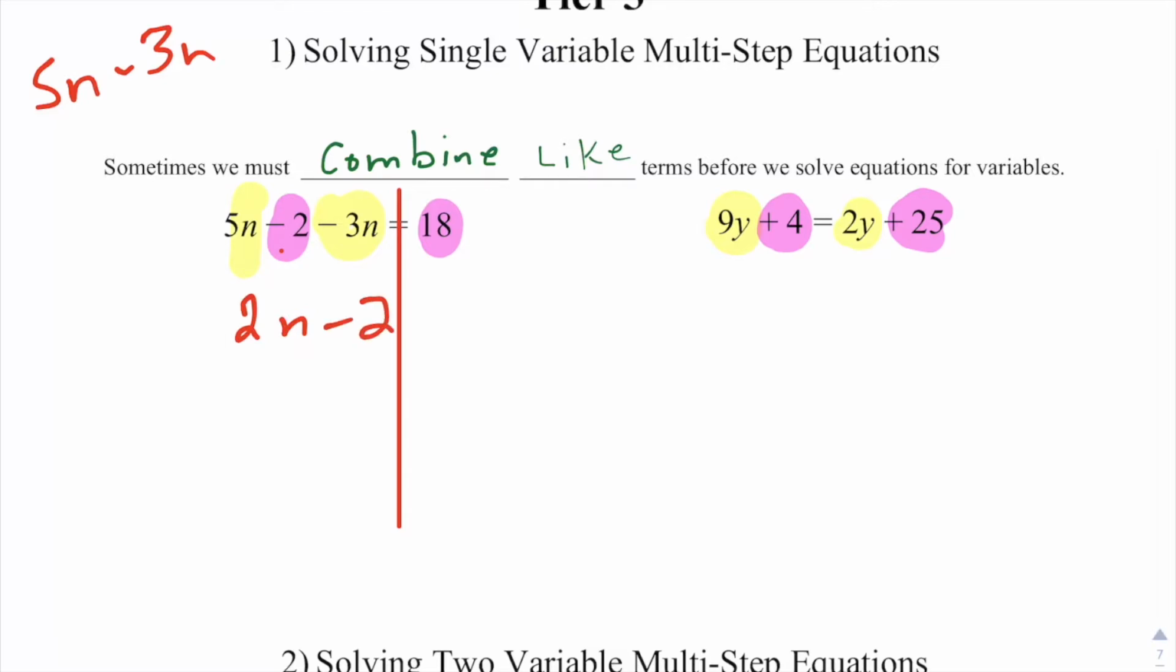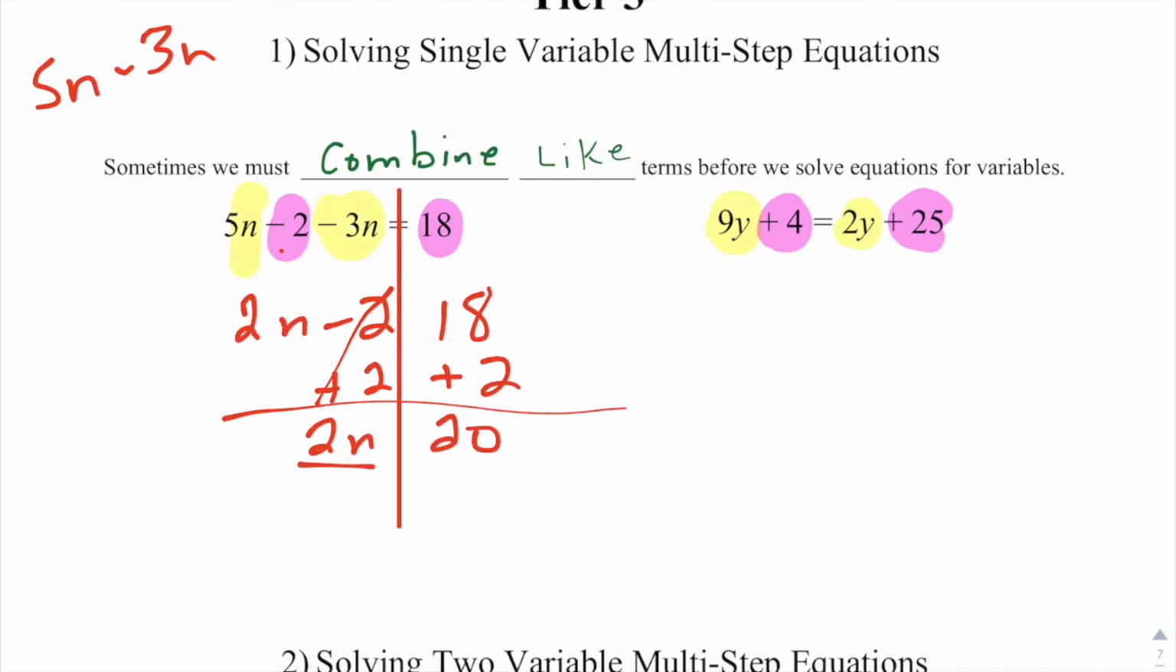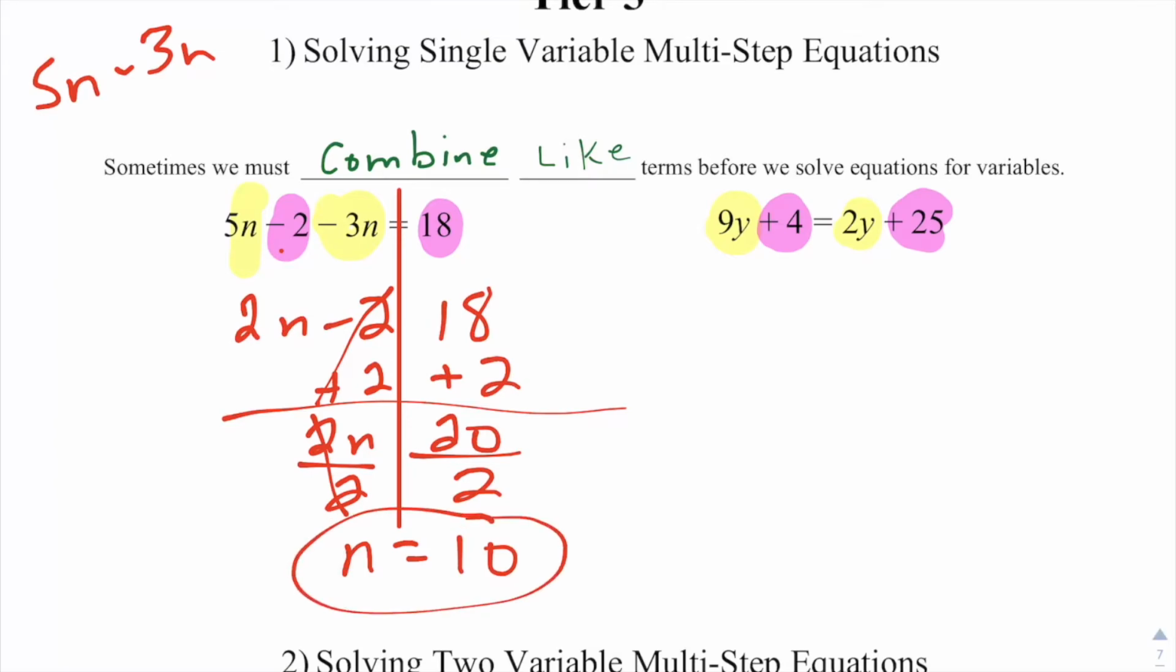Then on this side, I still have my 18. I'm trying to solve for n, so I want to add 2 to both sides to keep isolating my variable. These 2's cancel, and I'm left with 2n on that side, and over here I have 18 plus 2, which gives me 20. Now I want to divide by 2 to get my n by itself, and I'm left with n equals 10, because these 2's cancel and 20 divided by 2 is 10. So there's my solution for n after I combined my like terms.